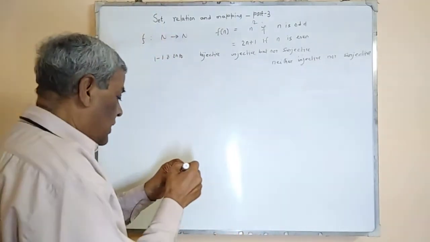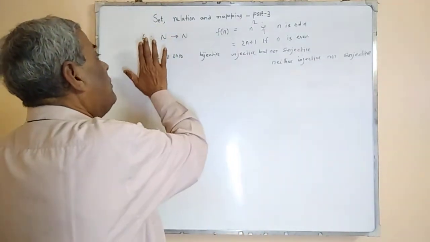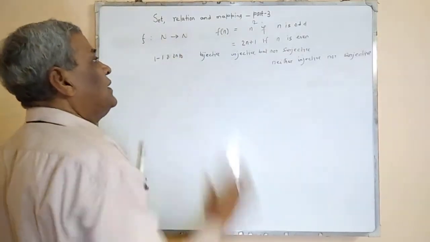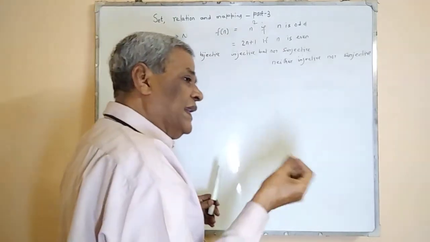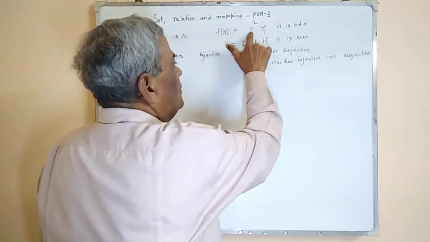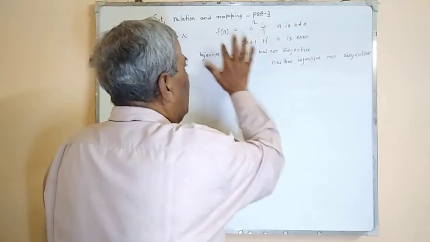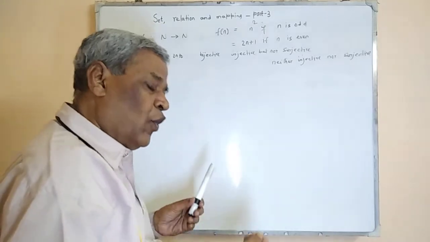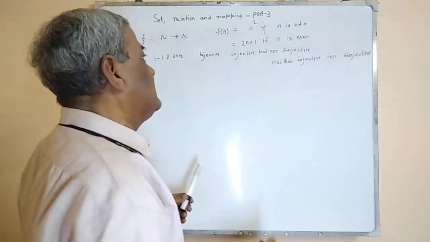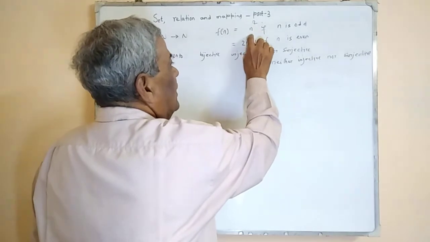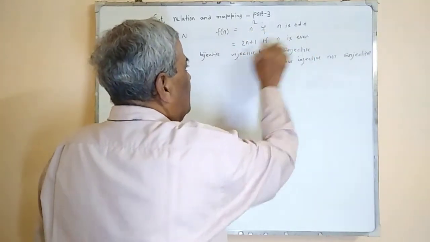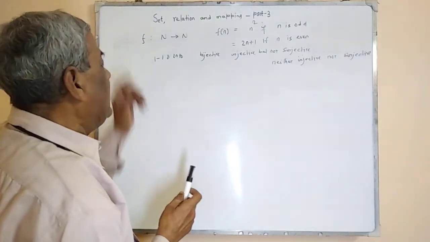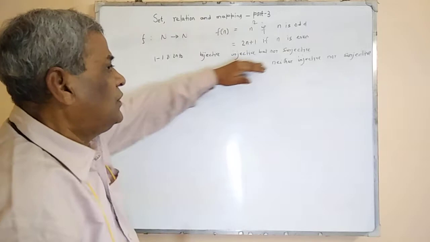Now let us see the problem. A function is defined from set of natural numbers to set of natural numbers, so its elements are only natural numbers. F(n) is n square if n is odd, and this is if n is even. If n is odd, then mapping is this, and if n is even, mapping is that. Then we have to find whether this mapping F is this or this or that.